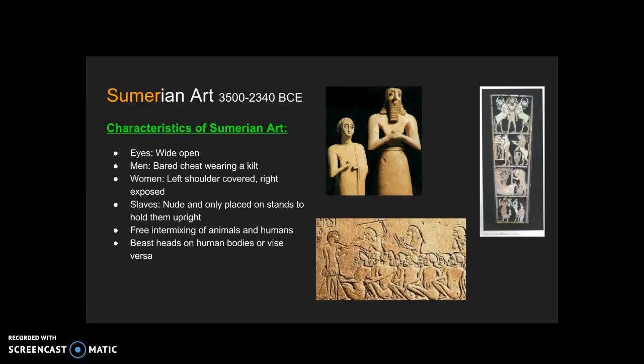The slave ones typically tended to have less information on them. They stood upright, but lots of nudity. So if you see a nude person in Mesopotamian art, it typically meant that they were slaves. We're seeing a free intermixing of animals and humans in all of their carvings and paintings. We also see anthropomorphic or zoomorphic figures, beasts' heads on human bodies or vice versa. That usually means anthropomorphic.